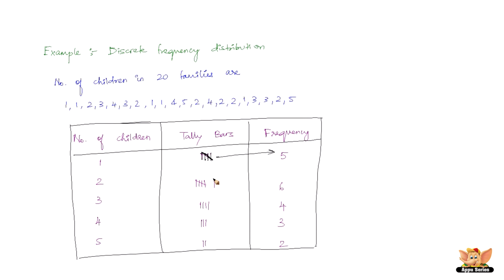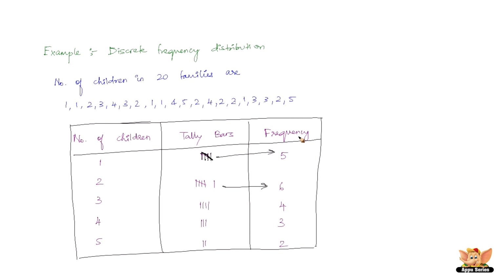Similarly, we do likewise for the number of families that have 2 children. That is 1, 2, 3, 4, 5, 6. So here we are 1, 2, 3, 4. We cross the bar. That becomes 5 and then one more 6. So here it is 6. So all we need to do is write the variable in the first column, the bars in the second column, and the frequency in the third column. So this is how we construct a discrete frequency distribution.